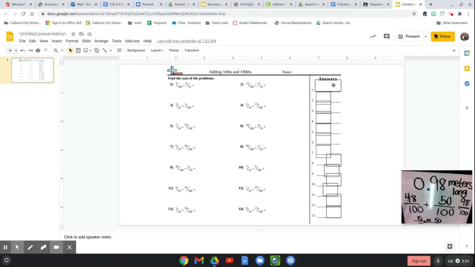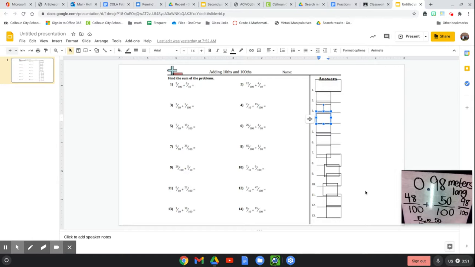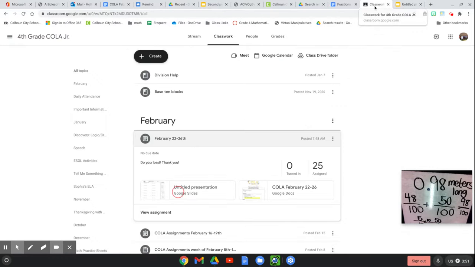And then I'm going to double click on each box. See how you can see each box? Like number 3 is right here. You're going to write your answer right here all the way to number 13. And when you're done, you're going to turn it into Google Classroom. Now there's other assignments, but this is the only Google Classroom assignment.